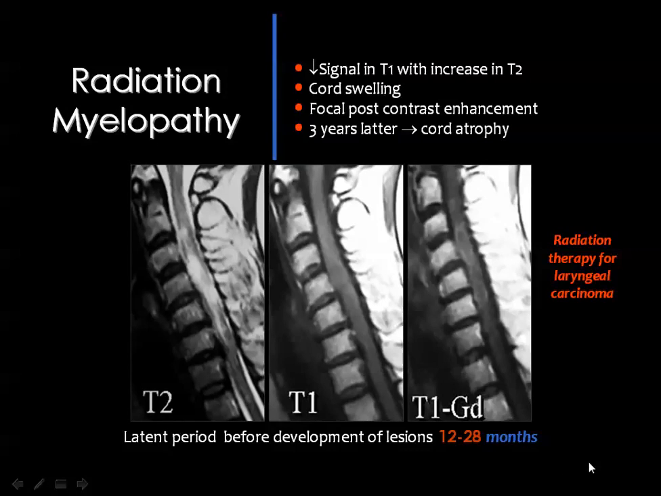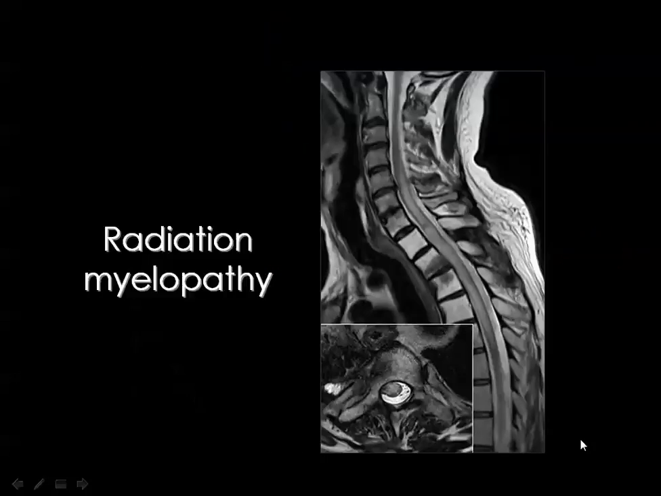Then the changes are in the form of decreased signal in the T1, increased signal in the T2, a slightly swollen cord, and there may be foci of contrast enhancement, as you can see here. And later on, the cord will develop some atrophic changes.